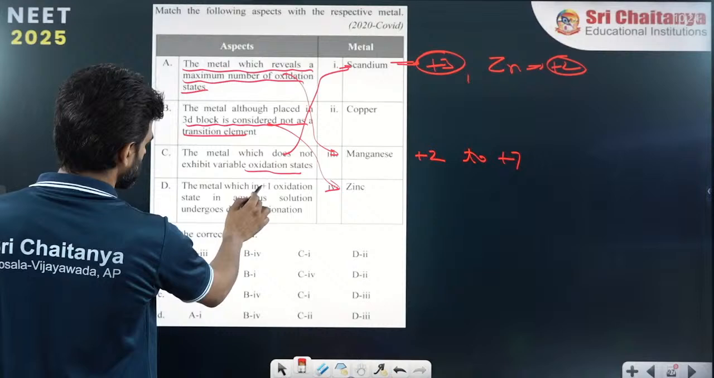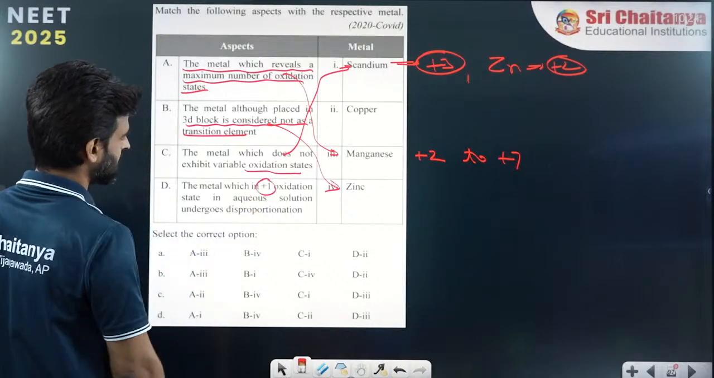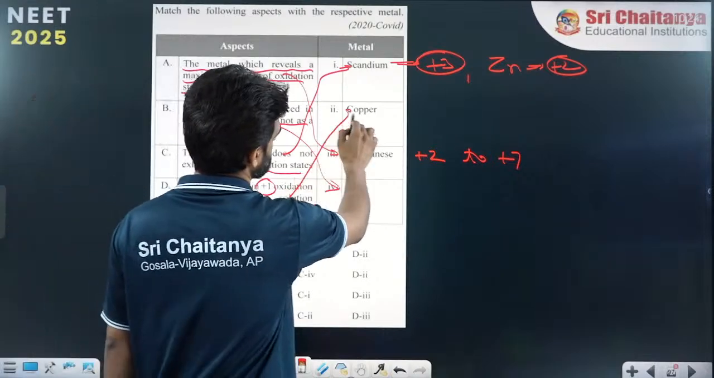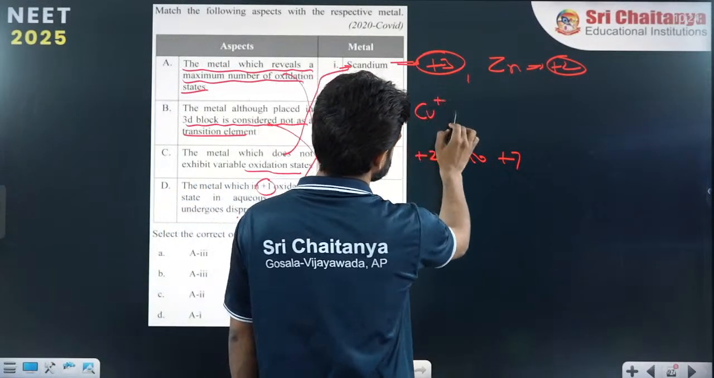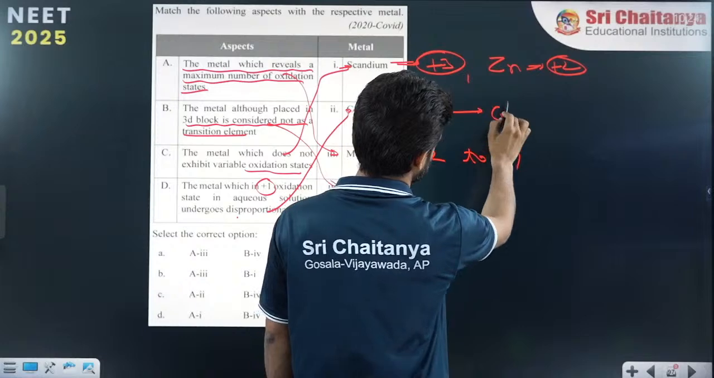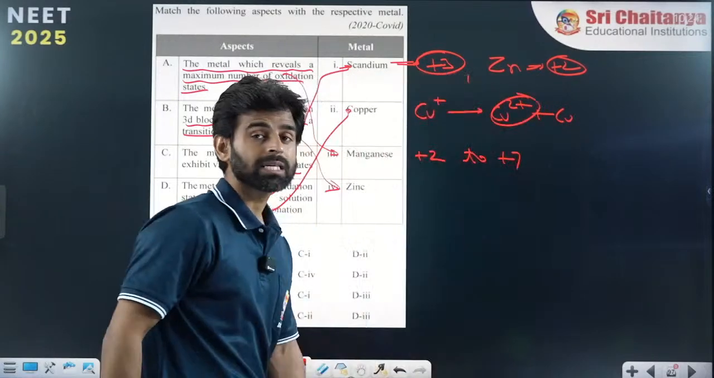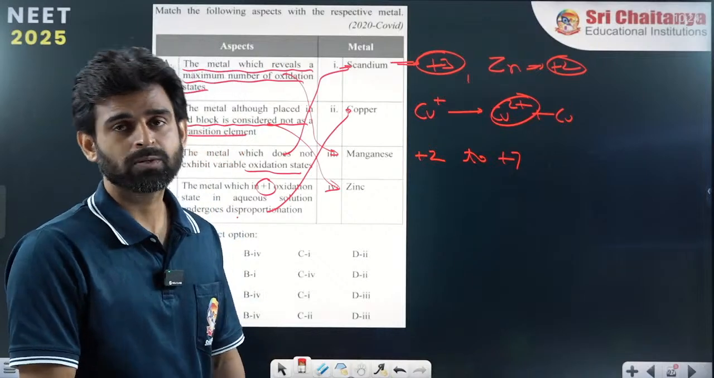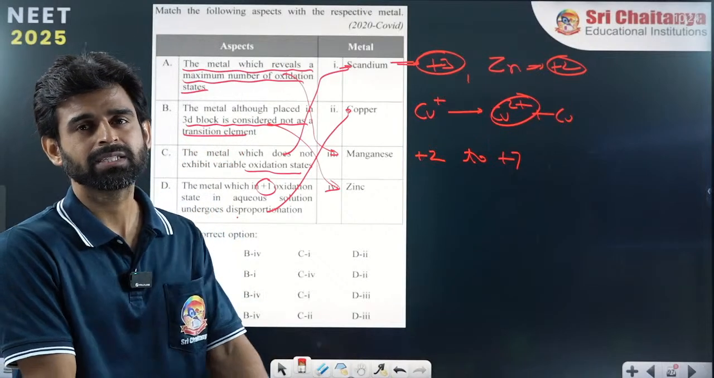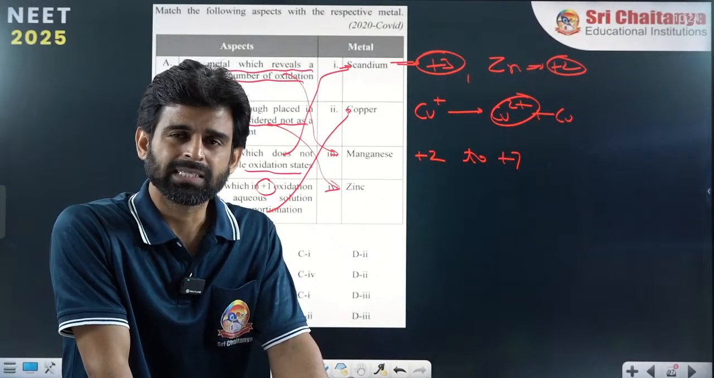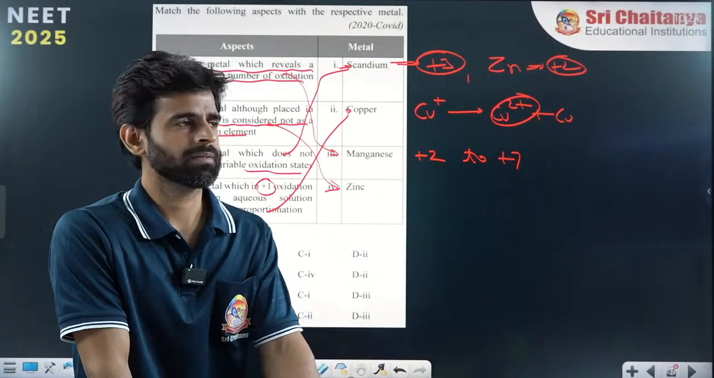The metal which shows +1 oxidation state in aqueous solution undergoes disproportionation. Very important, copper. If you have copper +1 in aqueous solution, it gives us copper +2 and copper. Copper +2 becomes more stable than copper +1 in aqueous state because of its very high hydration energy, which even compensates the second ionization energy of copper, right?